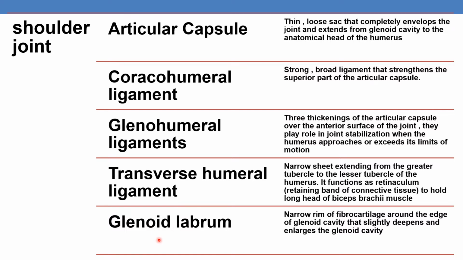The next is the glenoid labrum. It is a narrow rim of fibrocartilage around the edge of the glenoid cavity, which slightly deepens and enlarges the glenoid cavity.